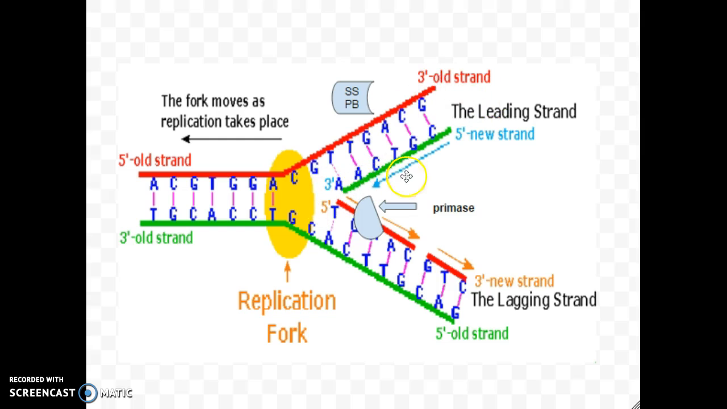As you see here, this one is the leading strand, which consists of the old strand, this yellow line, and this green line, which is also called the new strand. It's formed because of the helicase, when it separated from the helicase, which is the replication fork.